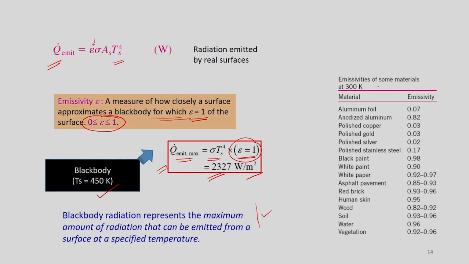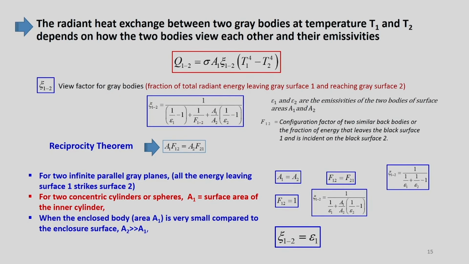So, this table shows the emissivities of some materials at 300 Kelvin. You can see the aluminum foil has 0.07, and wood will have 0.82. Okay. So, that way we can compare the emissivities of different materials, and we can select which one is best for our application.